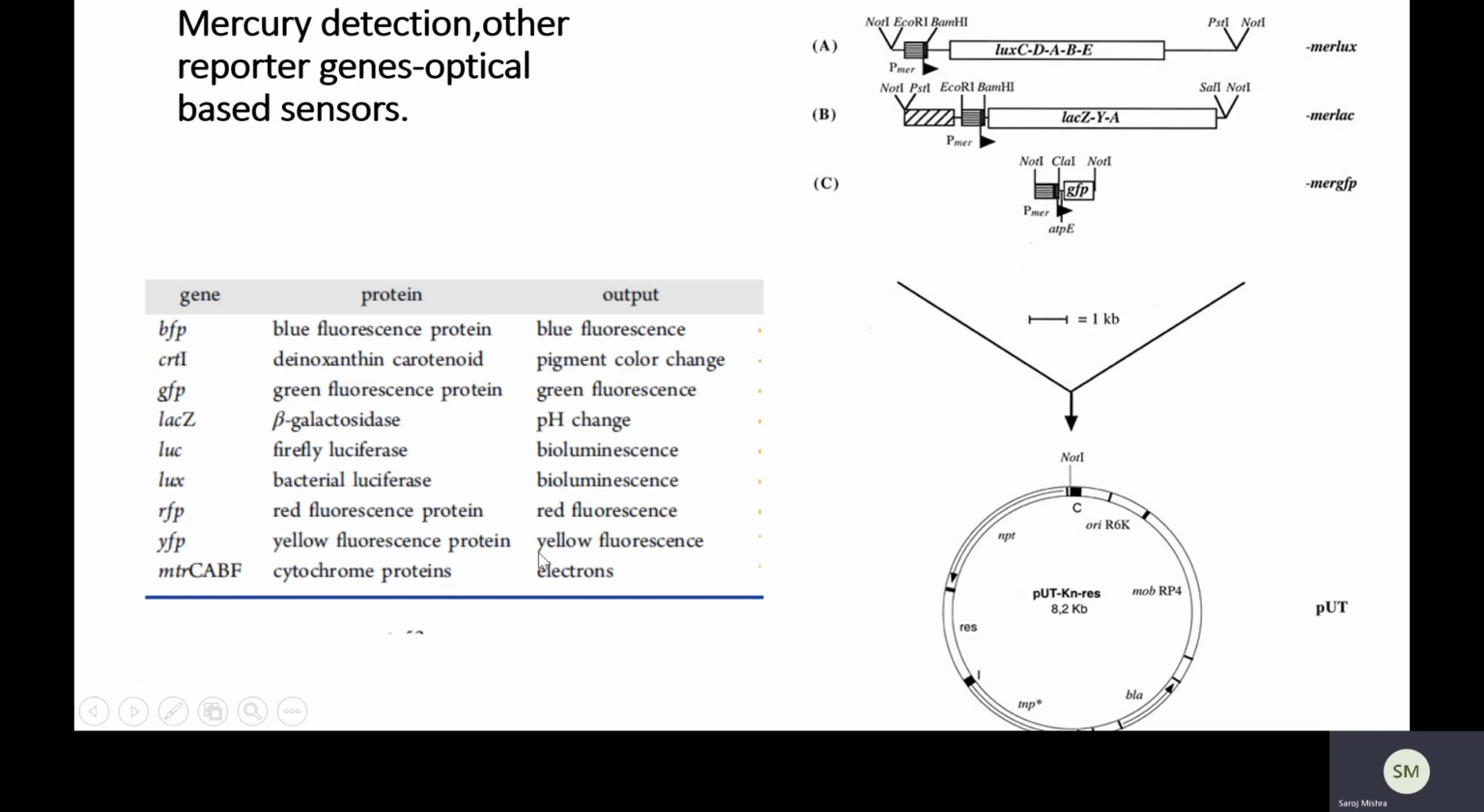Okay, and what is common to all of them is that they have a sensory element here, which is going to sense the presence of either mercuric or any other heavy metal ion, depending on what this regulatory sequence is specific for. Okay, so I hope you're able to understand this.